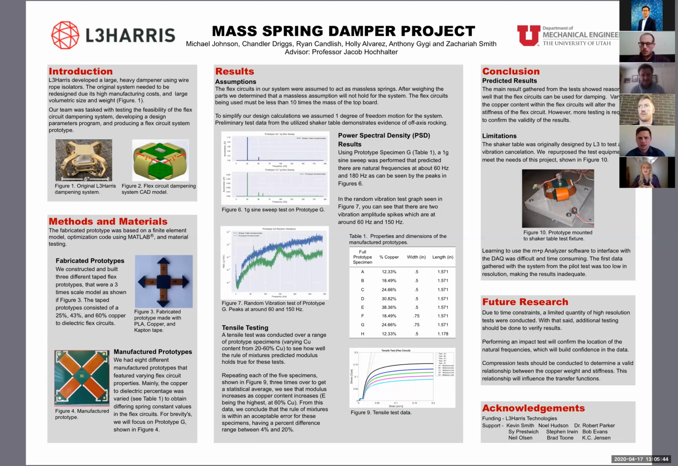And for the flex circuit stack-up portion, we used a combination of Kapton tape and copper tape. And as I mentioned earlier, we built 3 of these. We varied the copper and dielectric ratios between the 3 of them. So we had a 25% ratio, a 43, and a 60%. And as I mentioned earlier, we wanted to have this test as a backup plan, but the main goal of this test really was to verify that the shaker table, the test setup, and the software were all communicating and working properly together before we actually got our material.